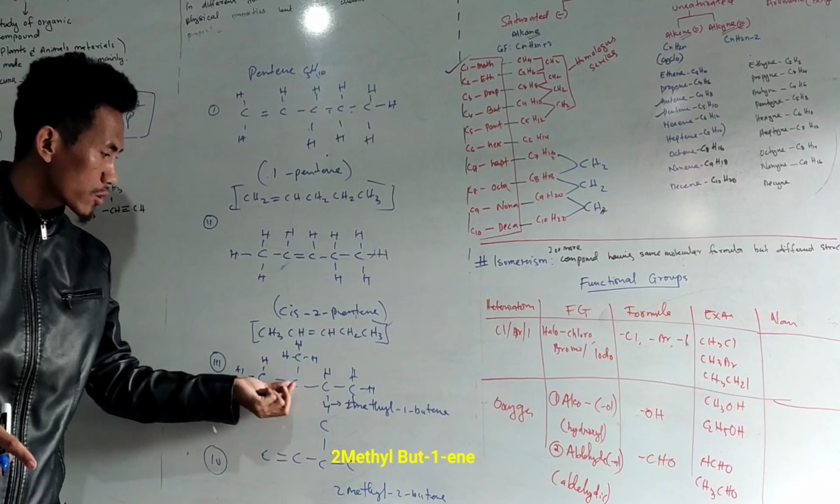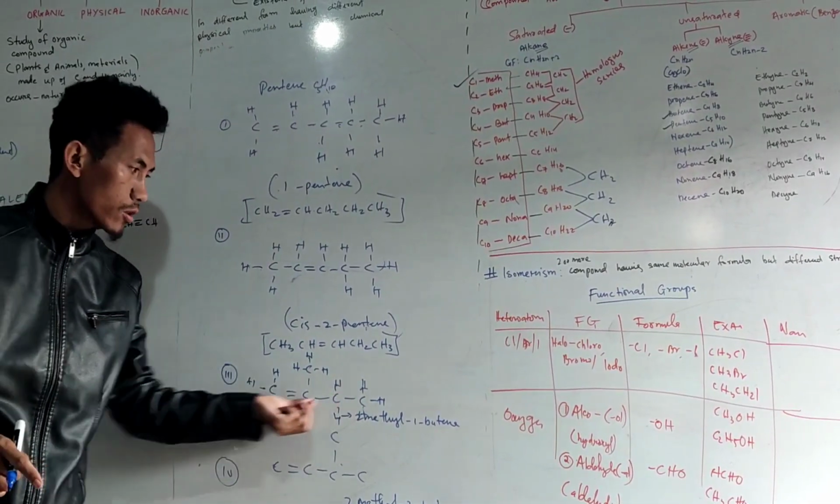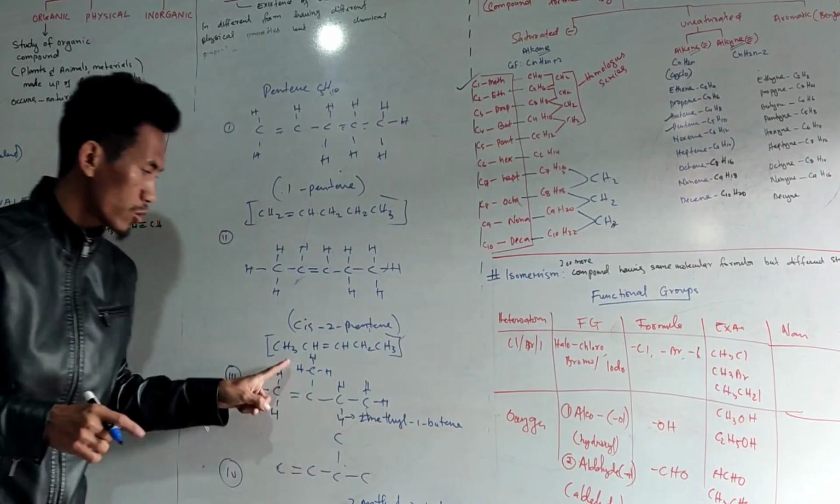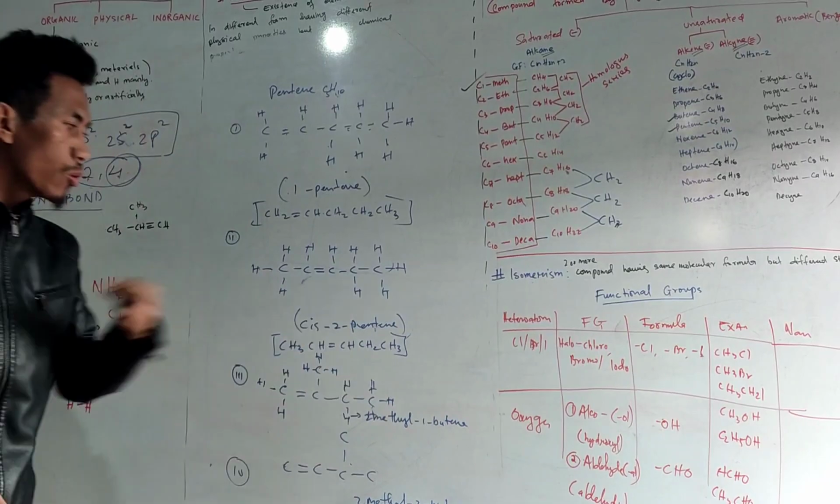How many carbon are there? 1, 2, 3, 4. Butene. Now 4 carbon, I mean 4-carbon butene. Don't count this one in the last part. Now it's 2-methyl-1-butene.